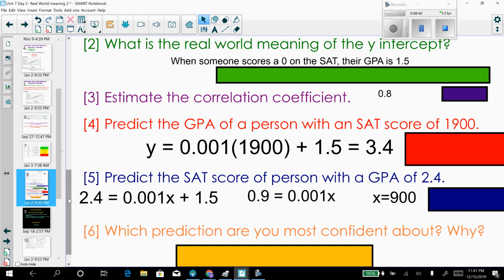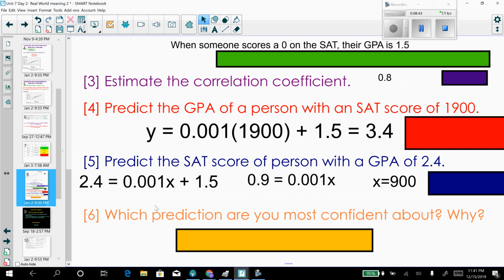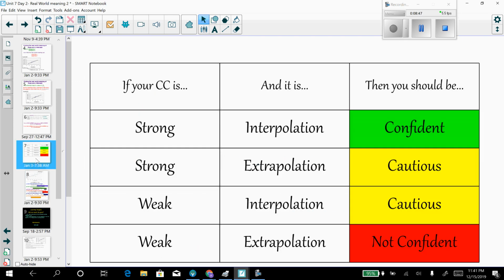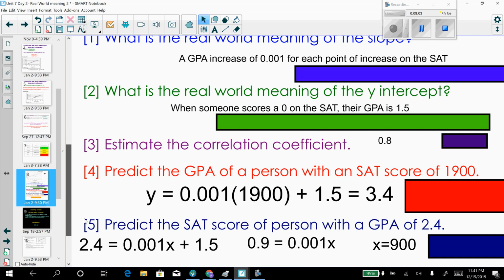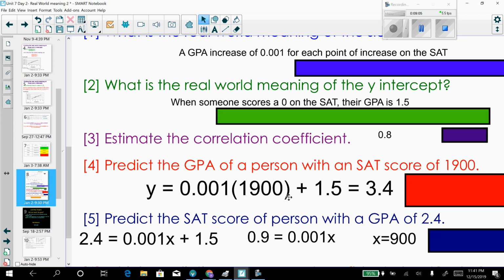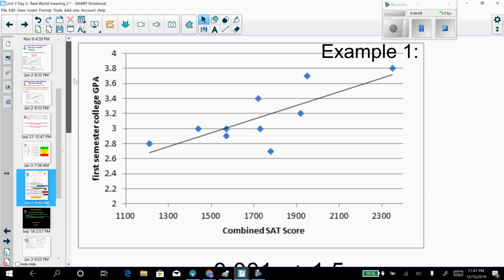The last question for today, which prediction are you most confident about and why? So let's go back to this table here. We had a strong correlation coefficient, but are we talking about interpolation or extrapolation? Because if we're talking about interpolation, then we should be confident. If it's extrapolation, then we should be cautious. So let's take a look here. 1900 or 2.4. So let's look at what one is in our data set.